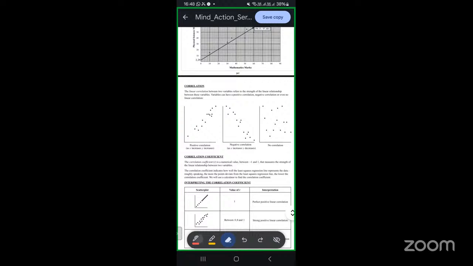Then I want to emphasize this part. Where is it? Here. Do you understand what this part is saying? That the more points deviate from the least square regression line, the lower the correlation coefficient will be, and vice versa.